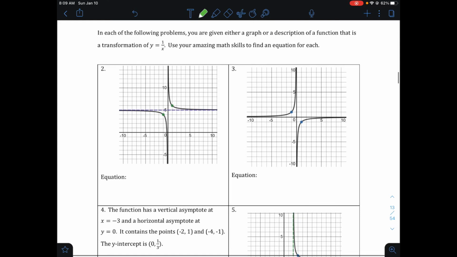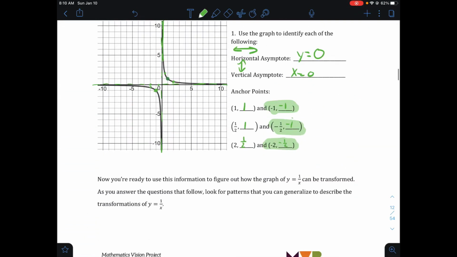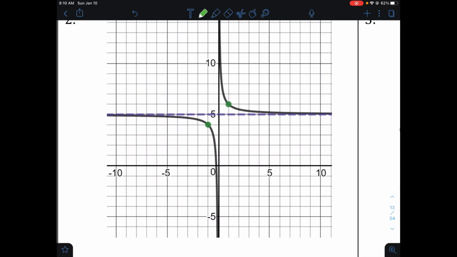So now let's take a look here at number 2. It says, in each of the following problems, you are given either a graph or a description of a function that is a transformation of y equals 1 over x. Use your amazing math skills to find an equation for each. If we look at the graph at number 2, you can clearly see it looks a little bit different than the parent function. One of the biggest pieces of information you're going to get is what happens to the asymptotes.